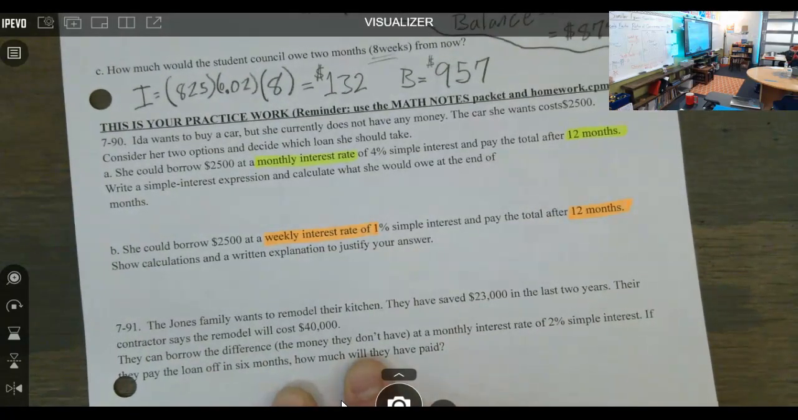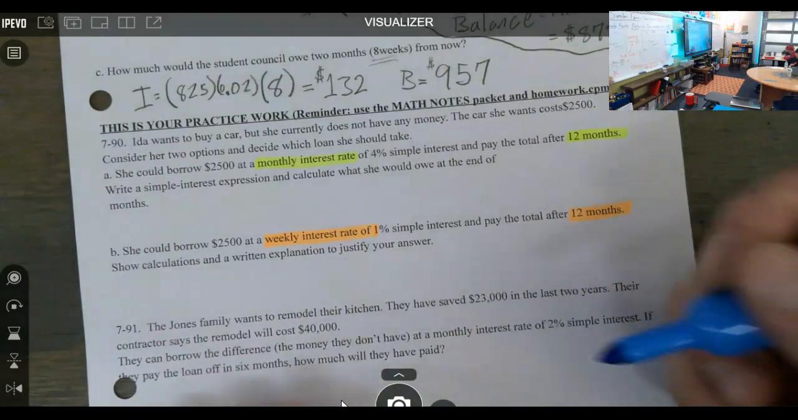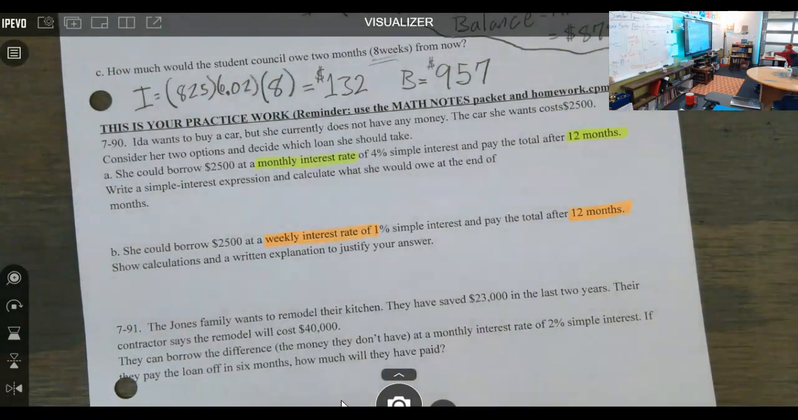Sorry, go ahead. I was about to say, if we want to do a homework problem together, I just need you to pause. I appreciate your permission. Let's look at 91 together. This is like real life, guys. This is like stuff that your parents have had to think about.